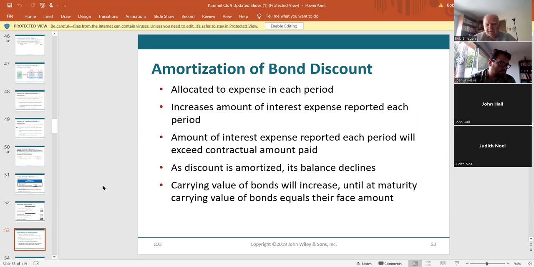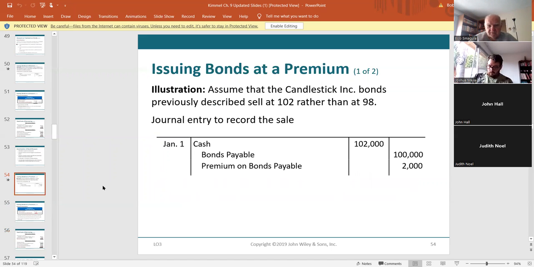Let's take a deep breath and let me make this as simple as I can. Amortization is the act of changing the bond discount or the bond premium into interest expense. In other words, with the discount, we're always going to be debiting interest expense and crediting the bond discount until the bond discount is zero and we're back to the 100,000. And let me see if I can demonstrate that in a little bit.